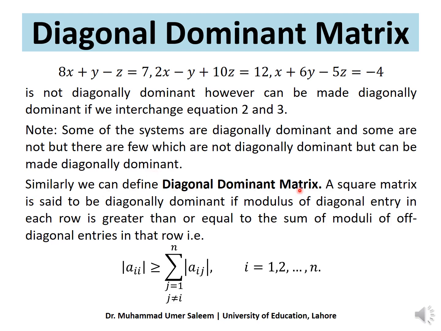Similarly, we can define a diagonally dominant matrix. A matrix is said to be diagonally dominant if it satisfies the condition. This is the same condition as we discussed for the diagonally dominant system. So this is for the diagonally dominant matrix.